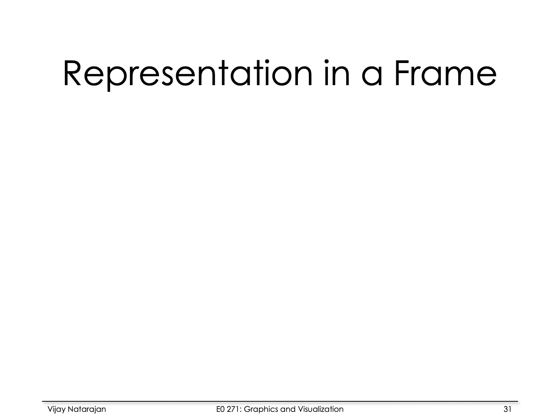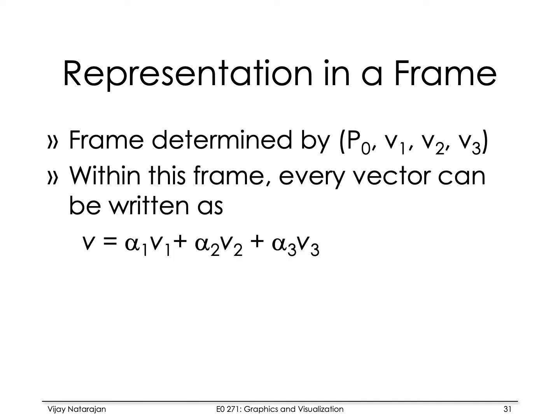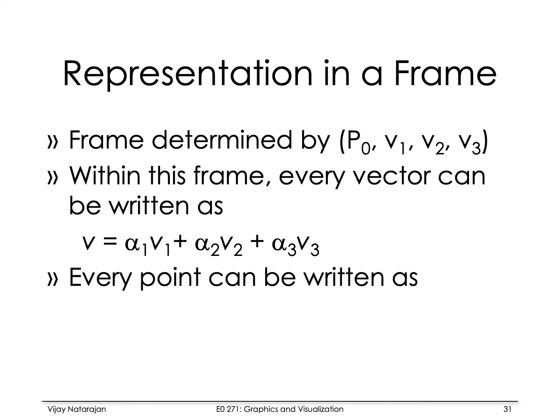Let's now talk about representing points and vectors in a frame. Within a frame that is defined by this p sub 0, the origin, and v sub i's, a vector can, as usual, be written as summation alpha sub i v sub i. We are restricting ourselves now to the 3D space. Each point in this space can be written as p equal to p sub 0, the origin, plus summation of beta sub i v sub i.